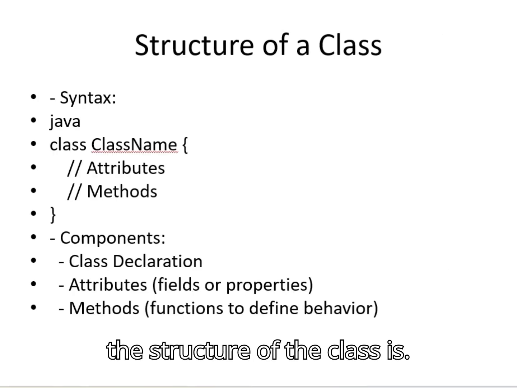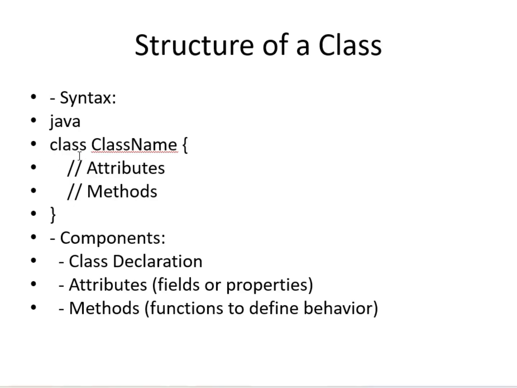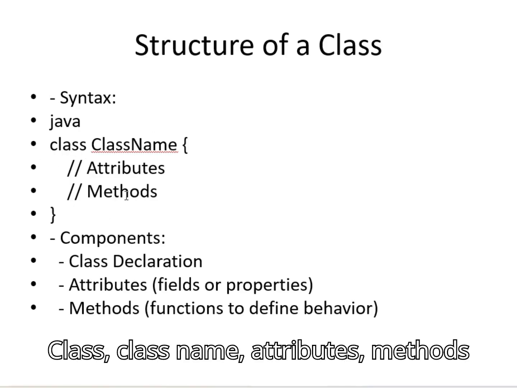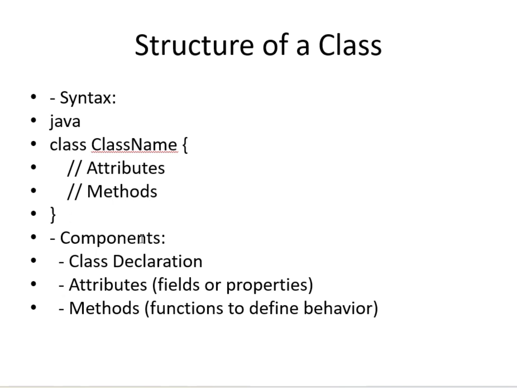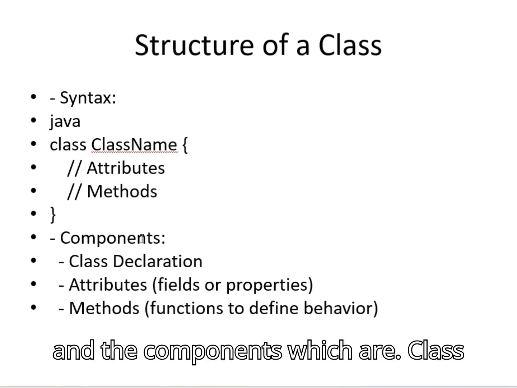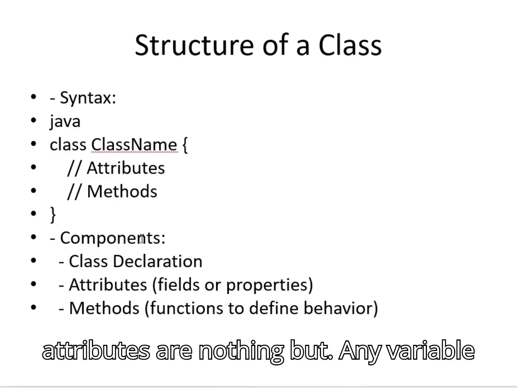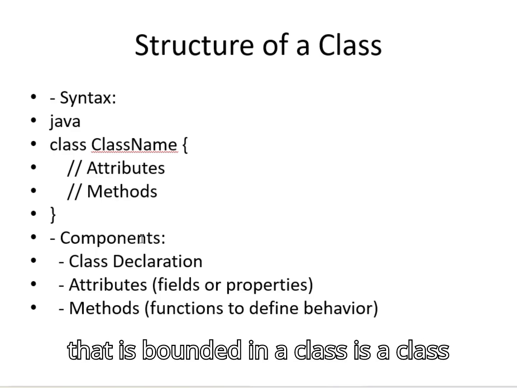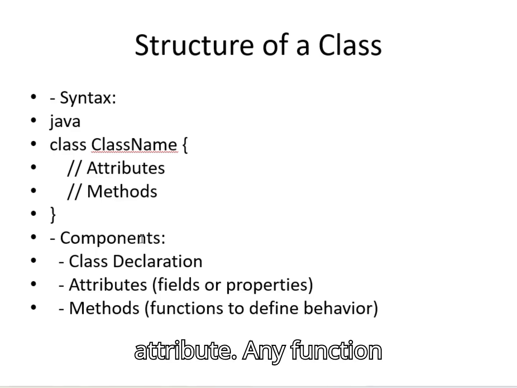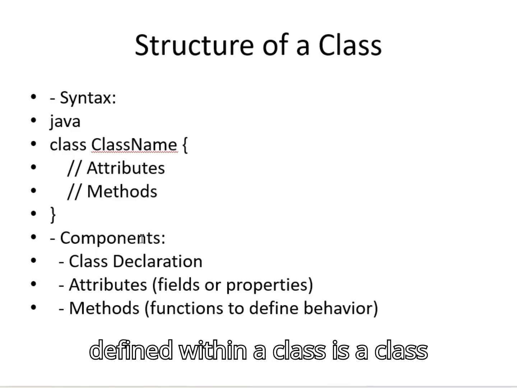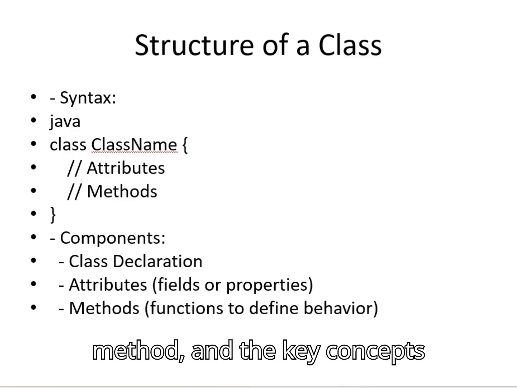And the structure of the class is class name, attributes, and methods, the components being class declaration, attributes, and methods. Attributes are nothing but any variable that is bound in a class, which is a class attribute. Any function defined within a class is a class method.